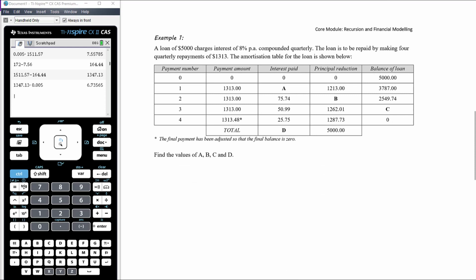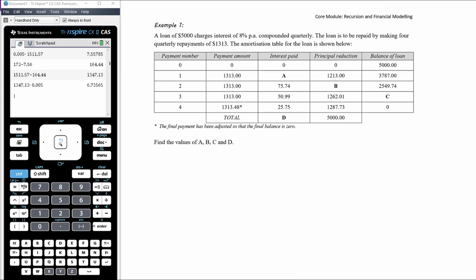Okay, let's work through one example here. This is the kind of thing you'll get. You won't have to generate the whole table yourself. There'll be some missing values. How can I work out the missing values? A loan of $5,000, so that's our initial balance, charges interest of 8% per annum compounded quarterly. So 8% per annum compounded quarterly is 8 divided by 4, so it's 2% per quarter.